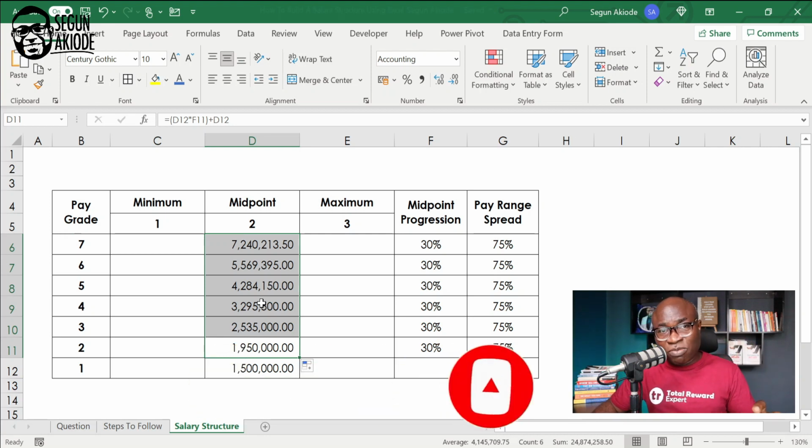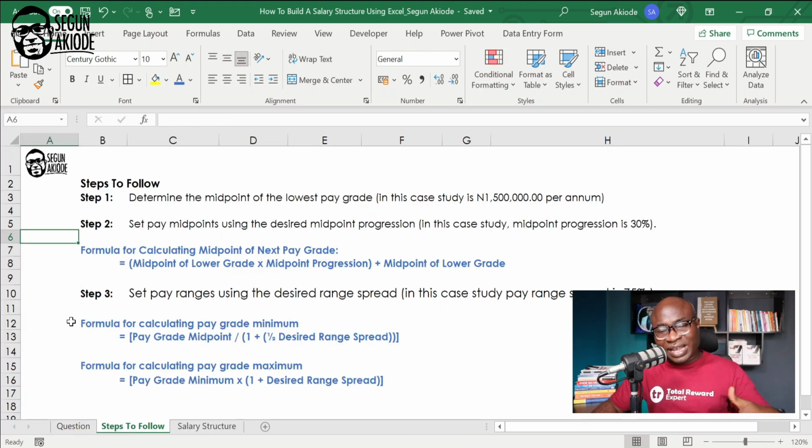We now have the minimum and the maximum to sort out. So what's the step to find the minimum and the maximum? You are now to set the pay ranges using the desired range spread of 75% that has been given. Now there are 2 formulas we have to do here. We will use the midpoint for each of the pay grades to get the minimum, and we will then use the minimum to get the maximum. So for the formula for calculating the pay grade minimum: you would pick the pay grade midpoint and divide it by 1 plus half of the desired range spread.